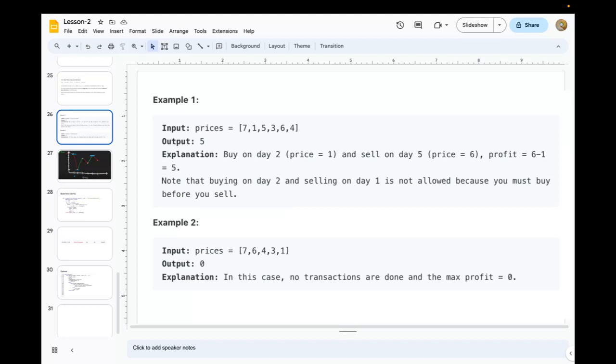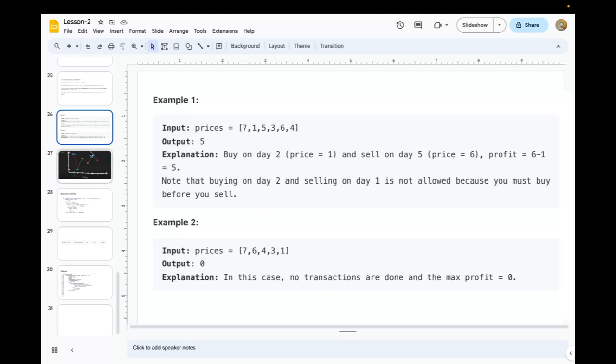Now these are some examples. Let's say your prices are 7, 1, 5, 3, 6, 4. The maximum profit will be when you buy on day 2, that is here, and sell on day 5, that is here. So the profit is 5.